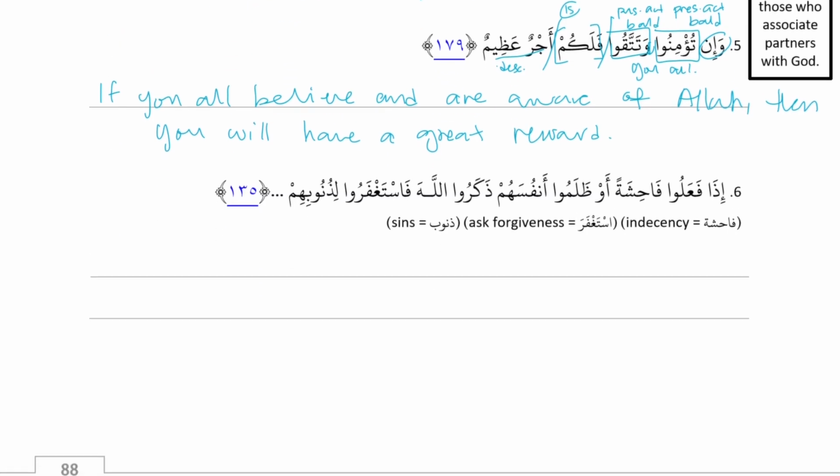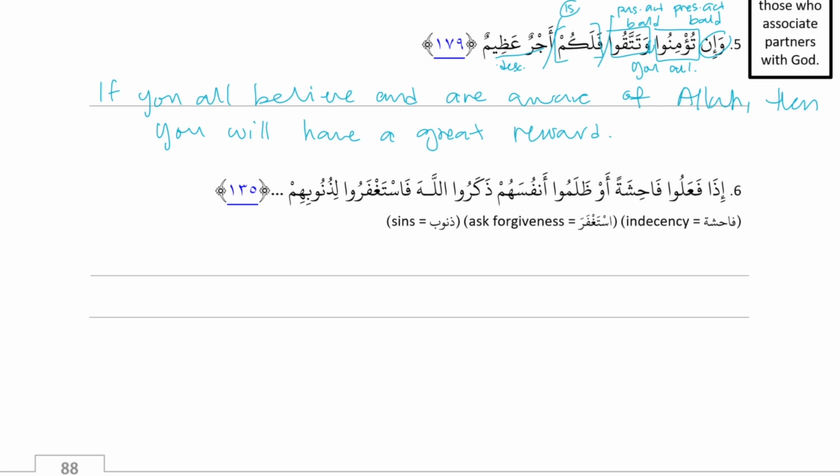Good. Number 6. إذا فعلوا فاحشة أو ظلموا أنفسهم ذكروا الله فاستغفروا لذنوبهم. Okay, conditional sentence. Our conditional word is إذا. فعلوا is past active and "they." Good. فاحشة is receiver because of the end label. And then أو is a connector word and it's connecting the two actions. Which is so ظلموا is also past active. Good. And "they." Anfusa is general, hum is specific. Okay, so that's possessive. Good. And then together they're receiver because of the label.